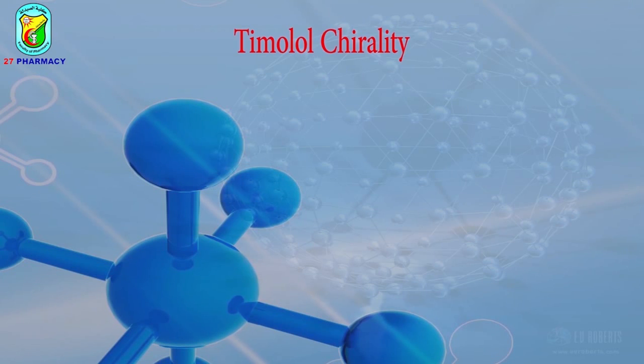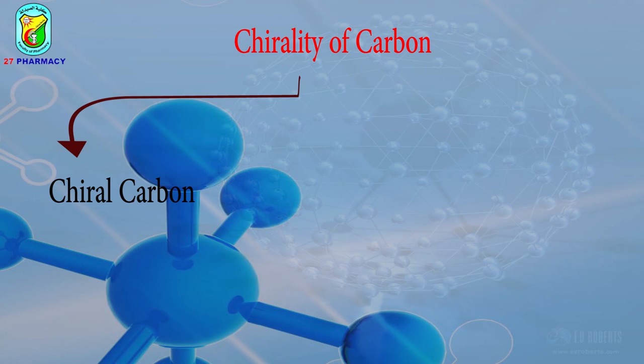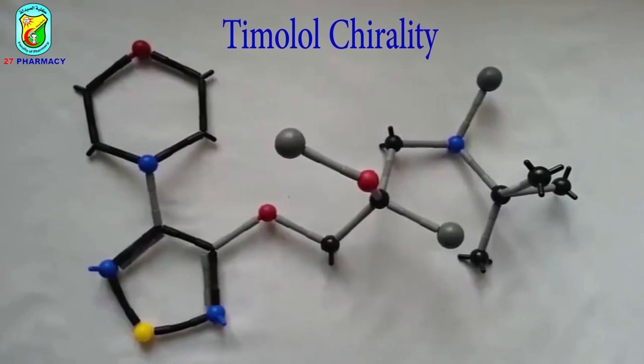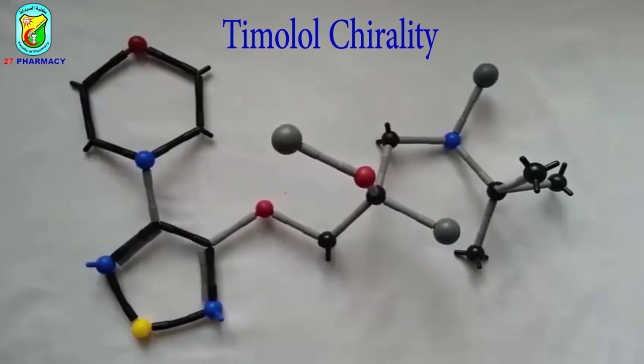Timolol chirality. First we define chirality. Chiral comes from the Greek word for hand. Now we are talking about chirality of carbon. Carbon may be a chiral carbon or an achiral carbon. A chiral carbon is connected to 4 different groups, while an achiral carbon is not connected to 4 different groups. Back to the Timolol structure, we have only one chiral carbon, which is this one.